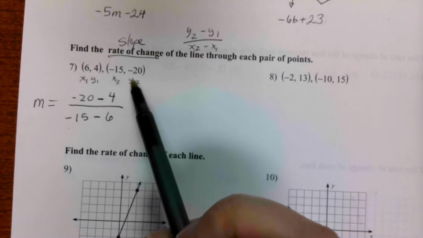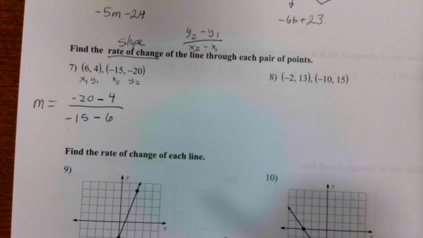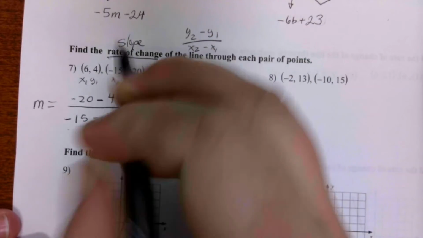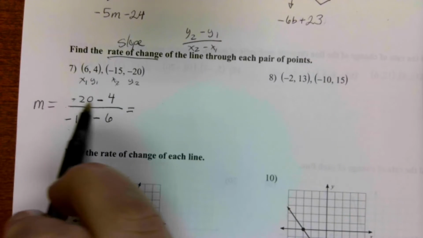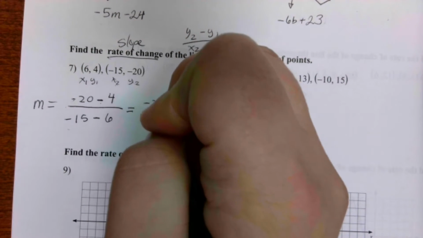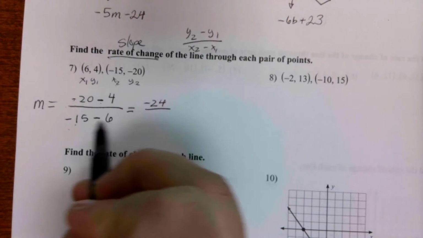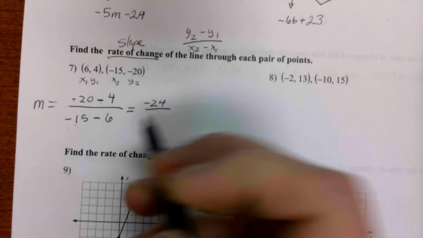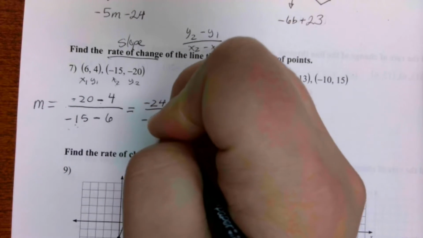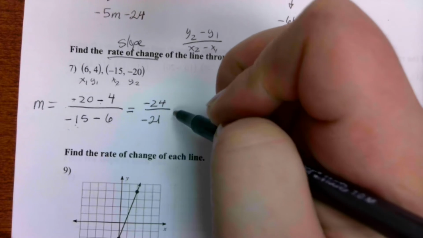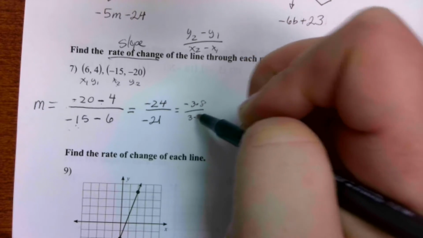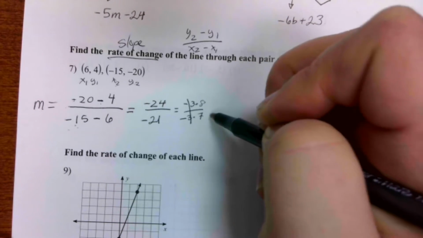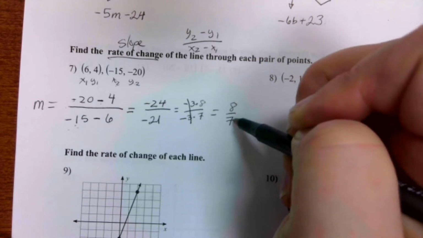It's important that you have these labeled. If you do not have these labeled, I will hand it back to you and ask you to fix it. Then you can just put this in your calculator. I'm just going to show you how to do it. Negative 20, negative 4, negative 24. Those are both negative, so those would add, negative 21. I can think of this as 3 times 8, and I can think of this as 3 times 7. The 3's would cancel out, and I would get 8 over 7.